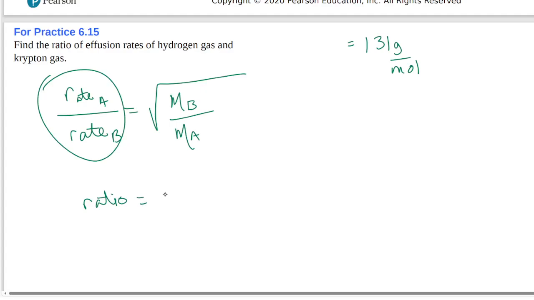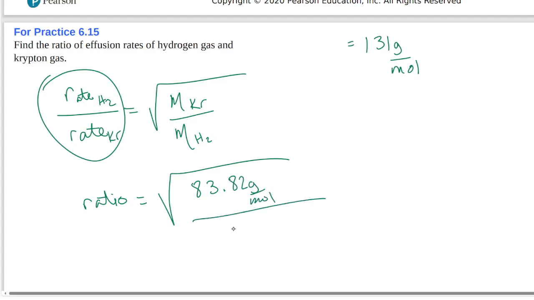And so that's going to be equal to the square root of the molar mass. All right, let's go ahead and plug these guys in here. Instead of A and B, let's plug in what we have. So we're asked to find the ratio of H2 to krypton. So that means krypton goes here and H2 goes here. So that's 83.82 grams per mole to 2.016 grams per mole. So that's equal to 6.447. So that ratio is 6.447.